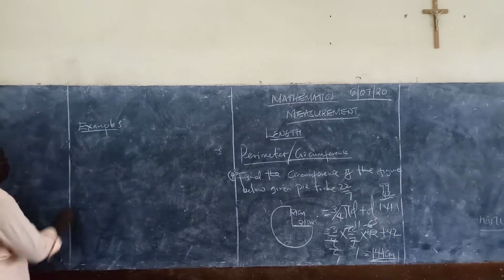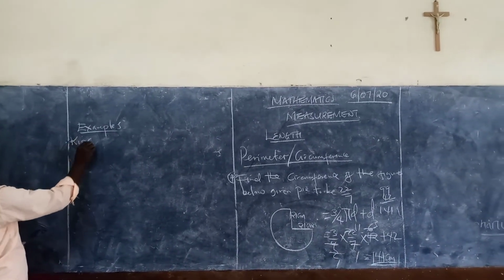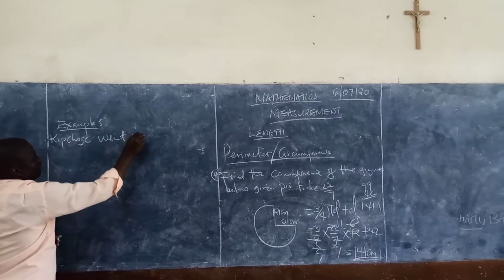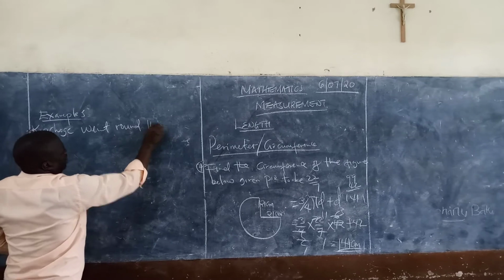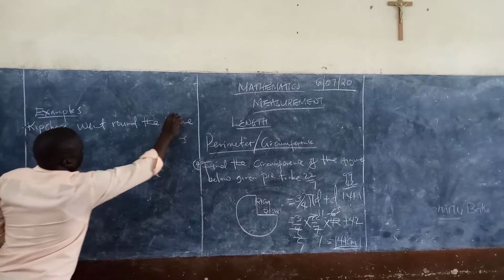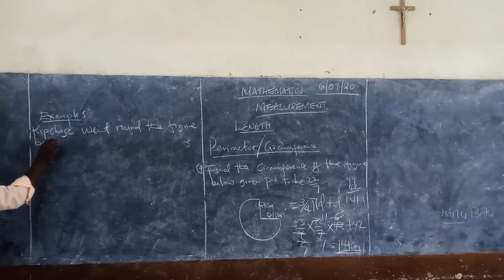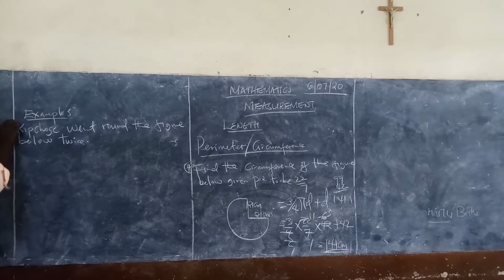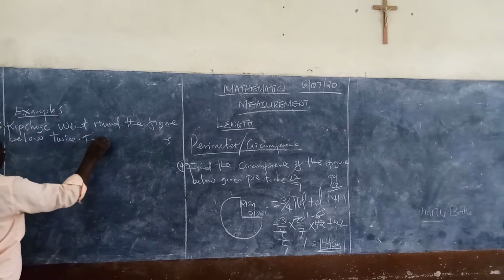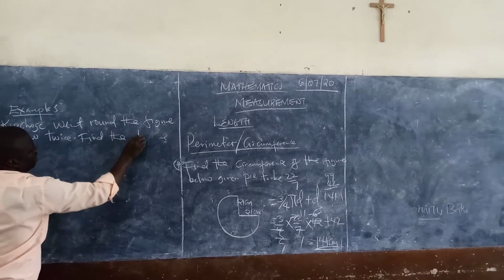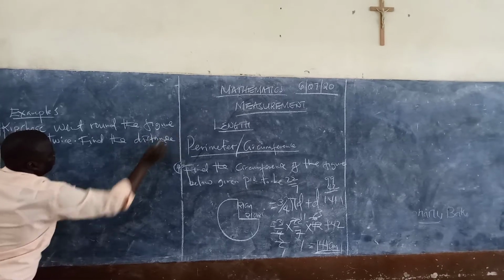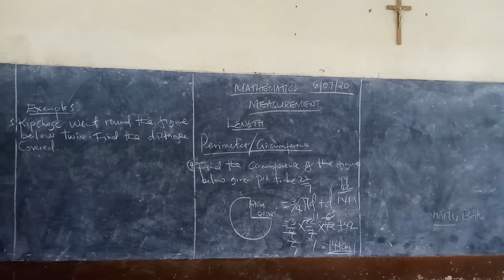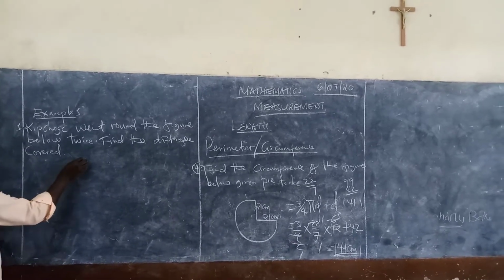Let's put it this way: Kipchoge went round the figure below twice. Find the distance covered. So we are going to sketch the figure. This is the figure.